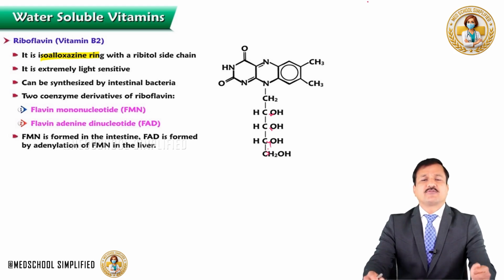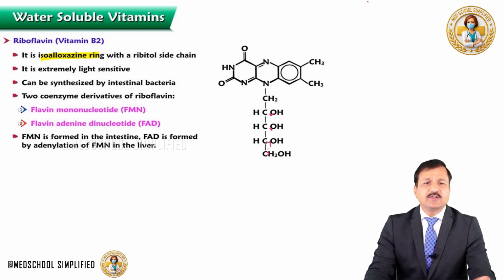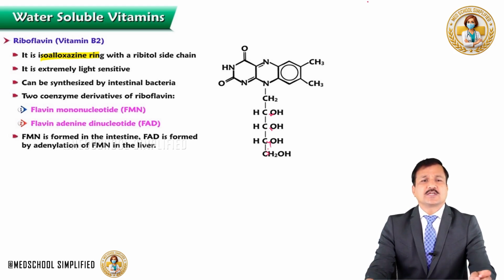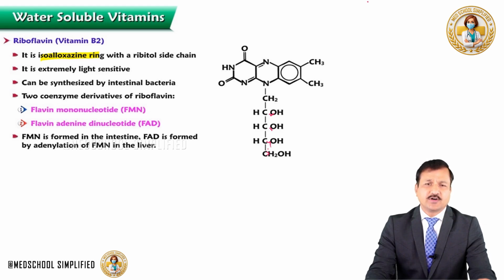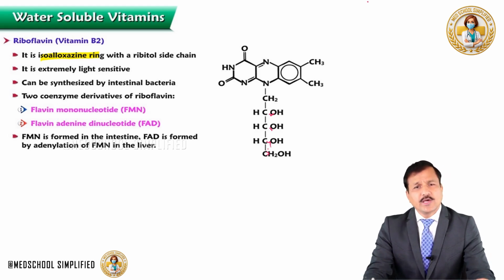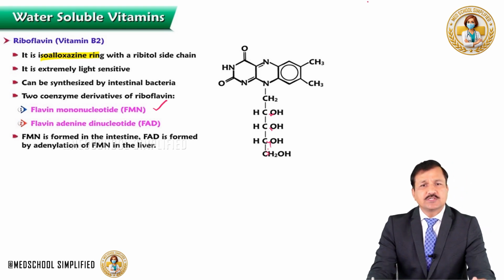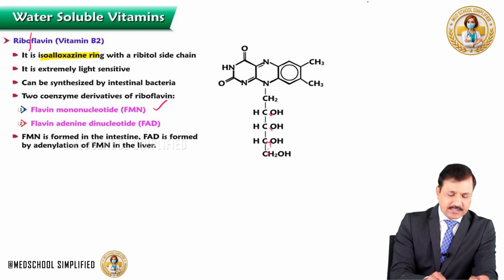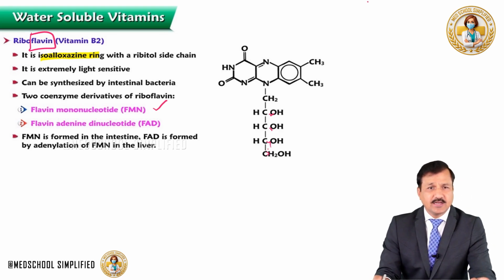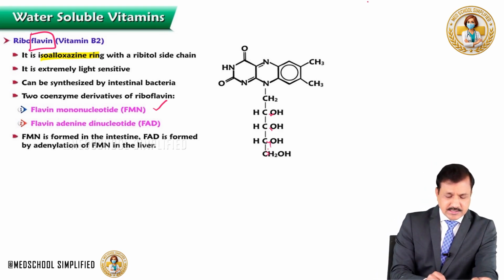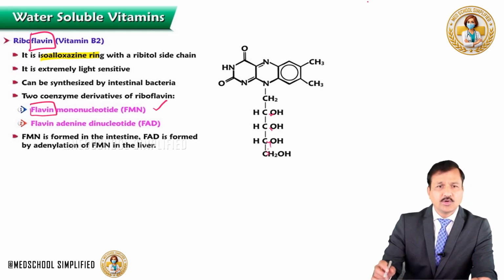Now, why do we need riboflavin in our body? Riboflavin is a component of 2 coenzymes that are necessary for our metabolic functions, especially the enzymes involved in metabolic reactions. What are the 2 coenzyme forms of riboflavin? One is Flavin Mononucleotide, which is referred to as FMN. And if you look at the name of the vitamin, riboflavin, there is flavin in it, and the coenzyme starts as Flavin Mononucleotide.